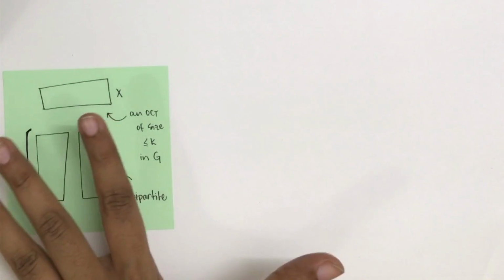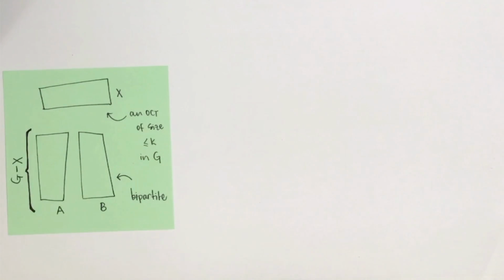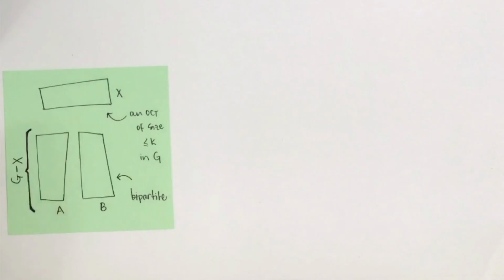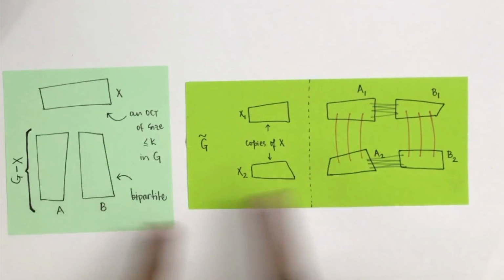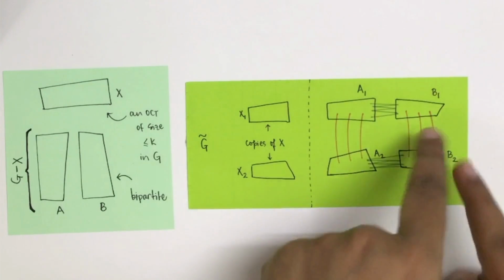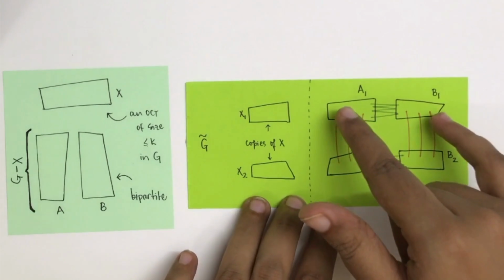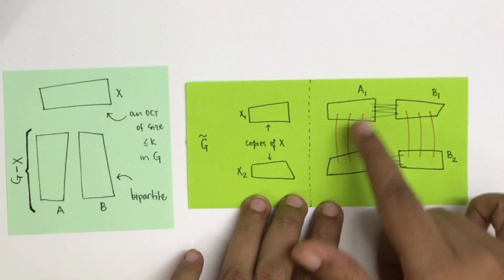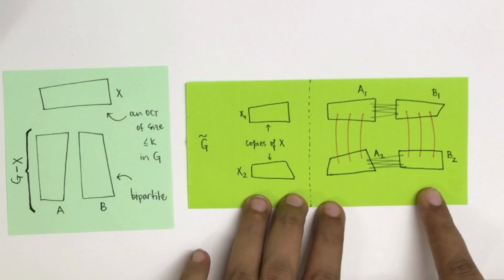Okay. Let's try and see what this picture looks like in G tilde. So how do these subsets manifest in G tilde? Remember, we have two copies of everything, so that's what this is going to look like. So in G tilde, let's say these are the two copies of X, and we also have two copies of A and two copies of B. And remember that A and B induce bipartite graphs, so even in these copies, you're going to have a bipartite graph here and a bipartite graph here, which is to say there are no edges inside A1, B1, A2, or B2.